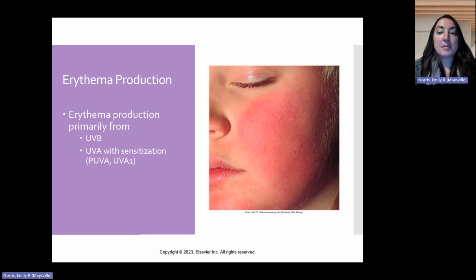So the erythema production that is primarily from UVA and B, and kind of tells you how sensitive the patient is to that type of UV.